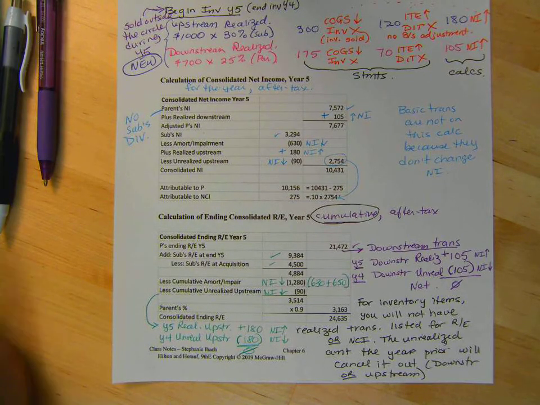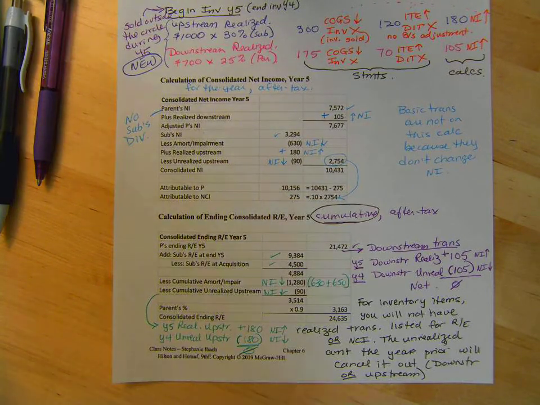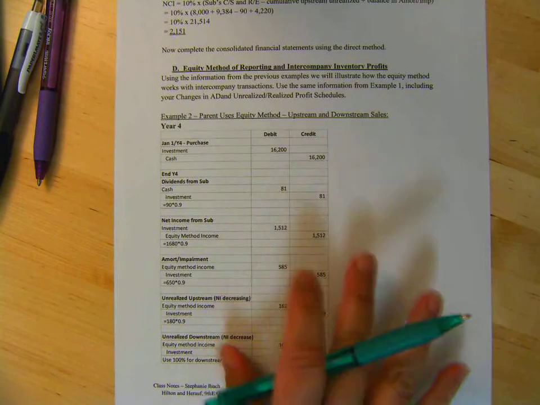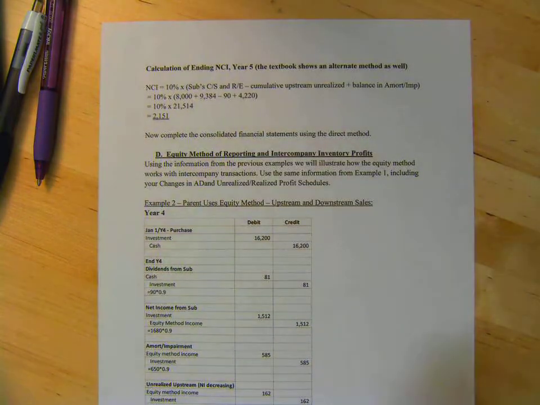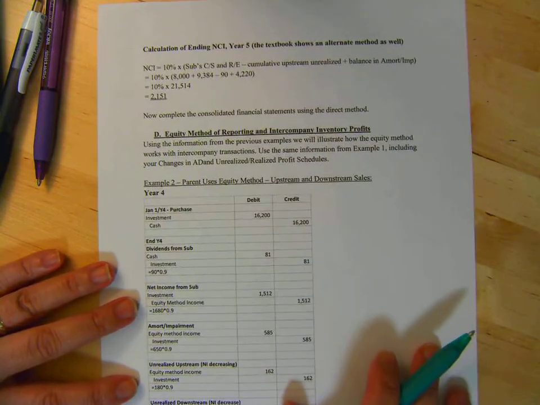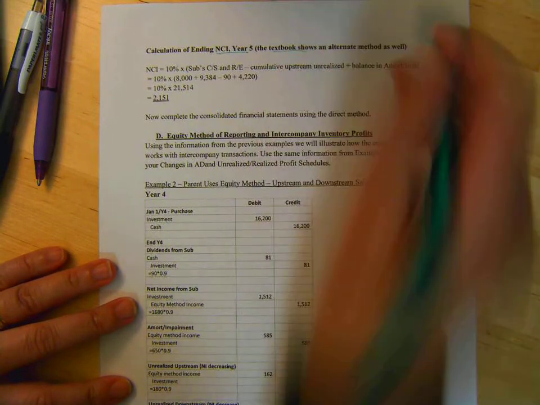Okay, let's look on page 10 at the calculation for NCI on the balance sheet at the end of year 5. And notice that the textbook is going to show an alternative method as well. There's different ways you can calculate NCI. Doesn't matter how you do it. Just pick one and go with it.